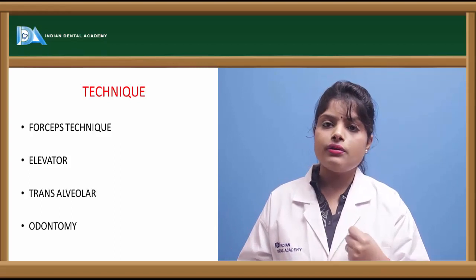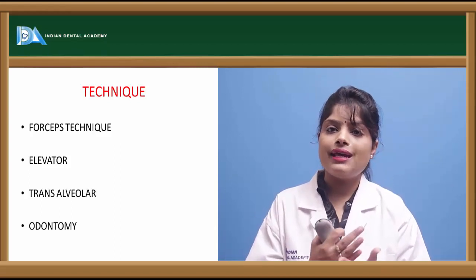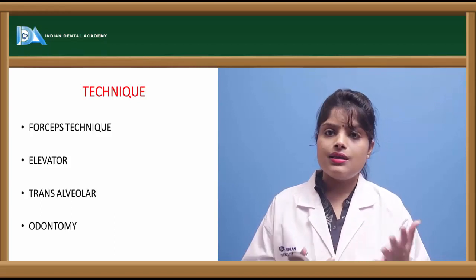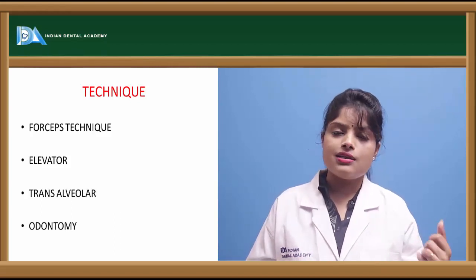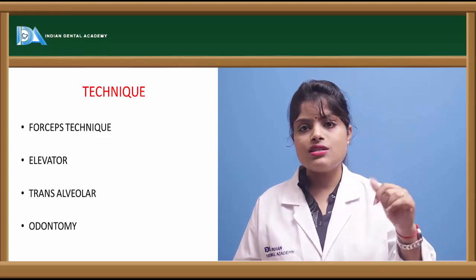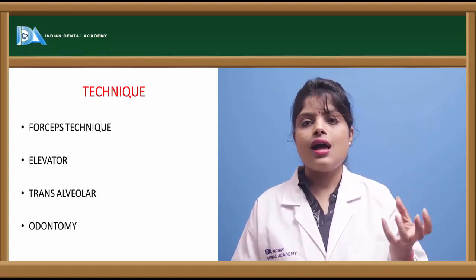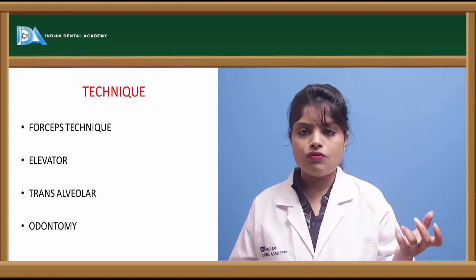Then there is odontotomy. Sometimes certain breaking of the teeth is required for extraction. This is odontotomy. Then there is the elevator procedure. That is basically, by means of an elevator, we loosen the tooth from its firm attachments and then we extract it by means of forceps.